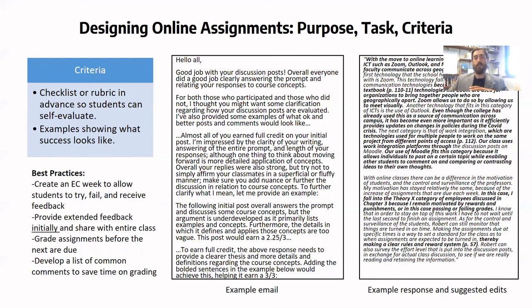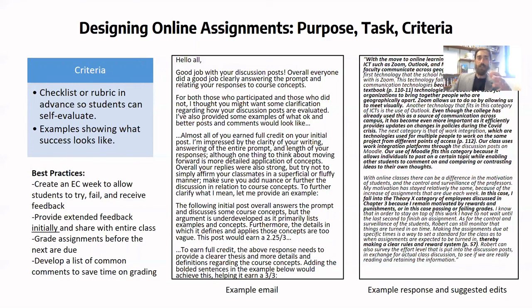Doing so, and by sending this out to the entire class, allows you to save some time. You're able to provide lengthy comments to the entire class without having to do so for each individual student's post. And so this initial in-depth example of how you evaluate these assignments helps you save some of the time while also allowing students to visualize what success looks like.